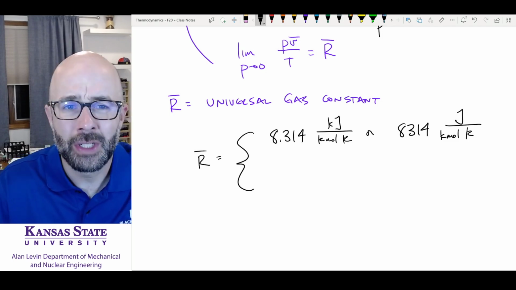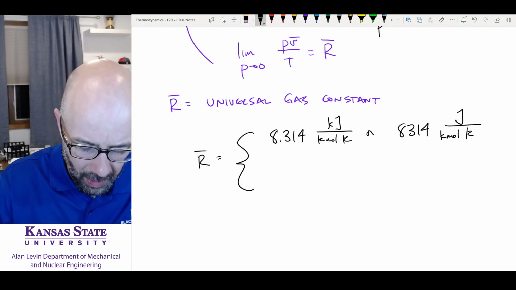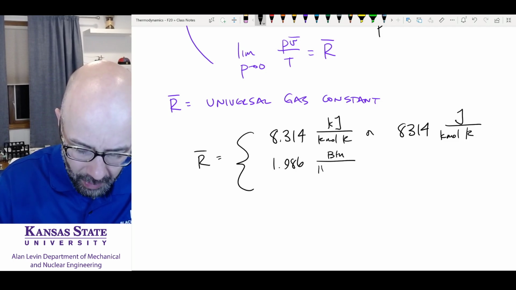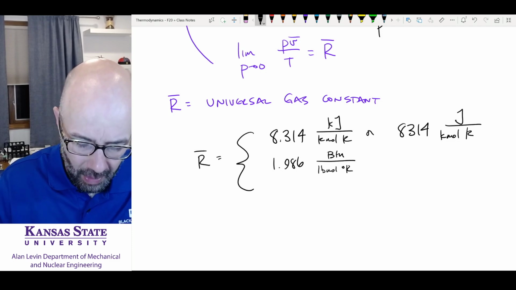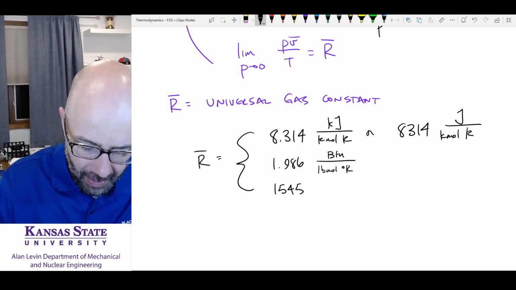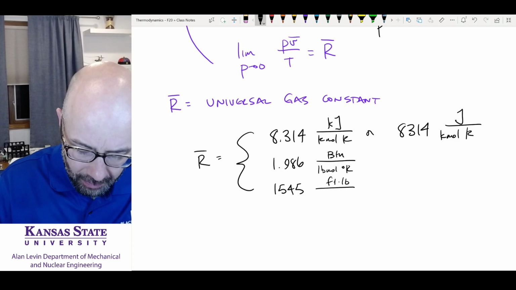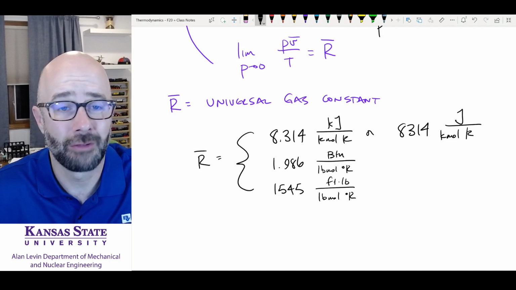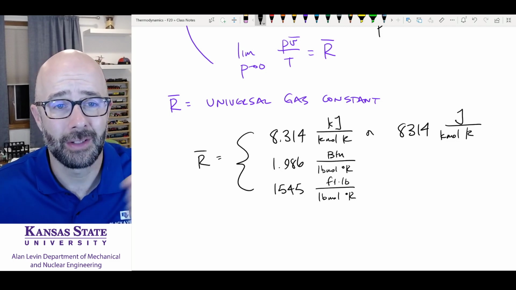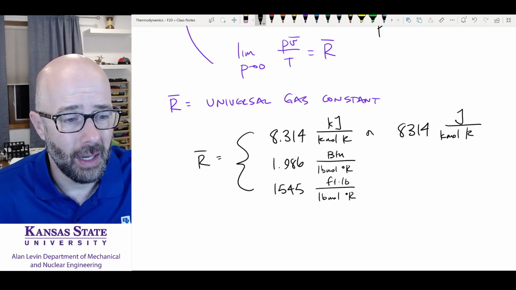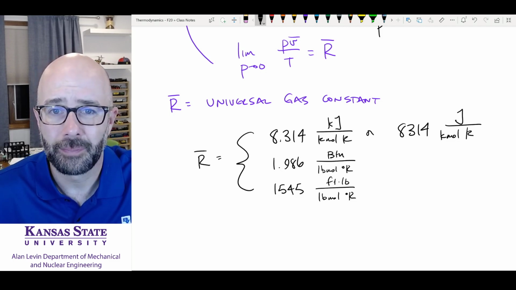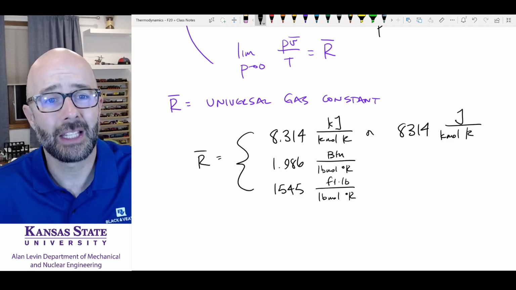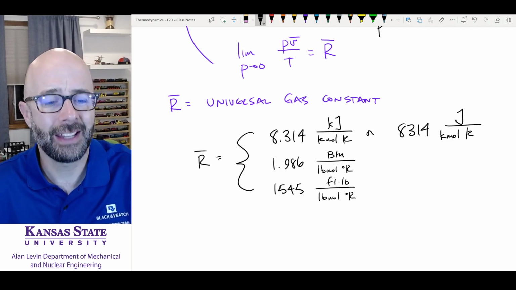And then we have two versions in the English units. We have 1.986 BTUs per pound mole per degree Rankine, or 1545 foot-pounds per pound mole per degree Rankine. Basically the difference between these is that the foot-pounds one was converted to BTUs by dividing it by 778. So no big deal there. But that's the universal gas constant, and that's a very, very nice thing.